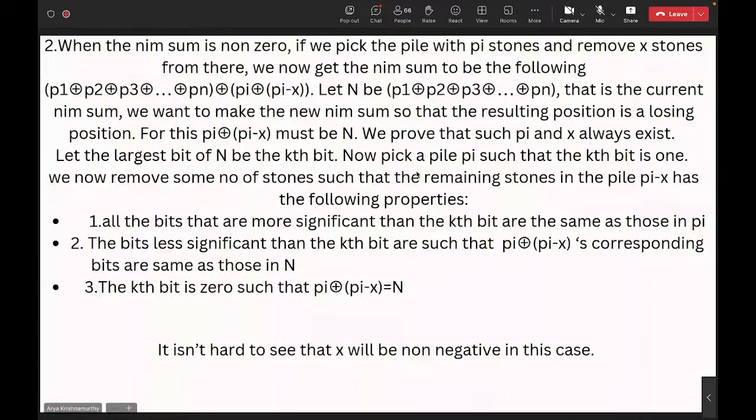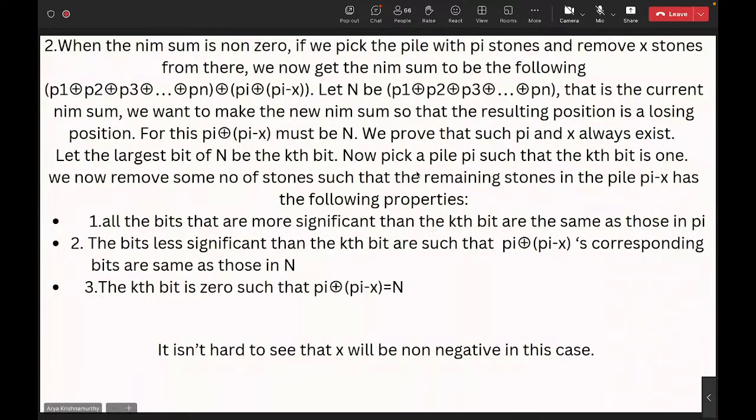All the bits that are more significant than the kth bit are the same as those in pi. The kth bit is the largest bit in the current nim sum n, and all the bits that are more significant, meaning all the bits to the left of the kth bit in the bitwise representation of n, should be the same in pi minus x as those in pi. So that these bits cancel each other off, and then we would only have to deal with bits from the kth bit to the 0th bit.